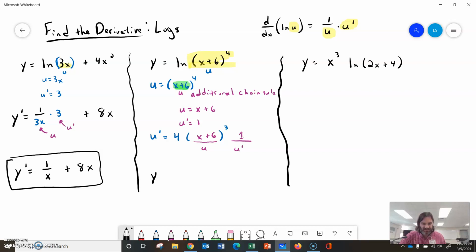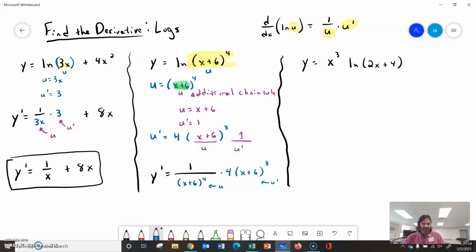So now I'm going to focus on the logarithm. So y prime, the derivative of the logarithm, is 1 over u. And the u that we worked with was x plus 6 to the 4th. And then it's times the u prime, which was 4 times x plus 6 cubed. Now, let's make sure you're okay with that. That's the u, and this right here is the u prime.